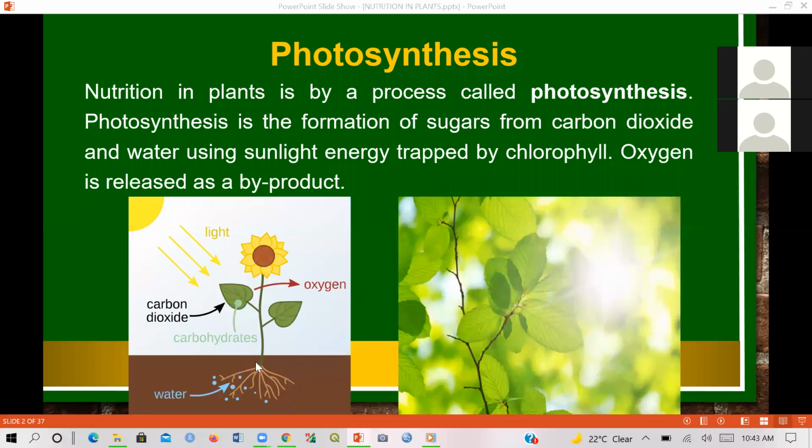Because when you look at this picture here, you can see that the plant is going to absorb water from the soil. Then it also absorbs light from the atmosphere, carbon dioxide as well from the atmosphere. Then at the end of it all, it is going to make carbohydrates and oxygen. So here they're saying that they are carbohydrates.